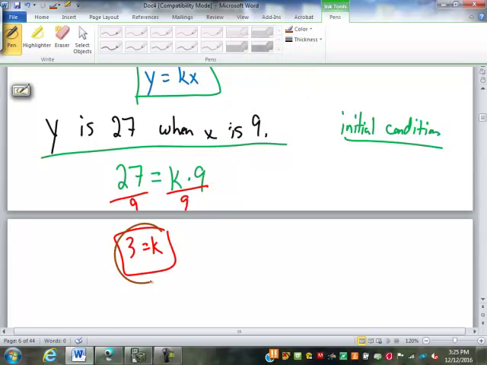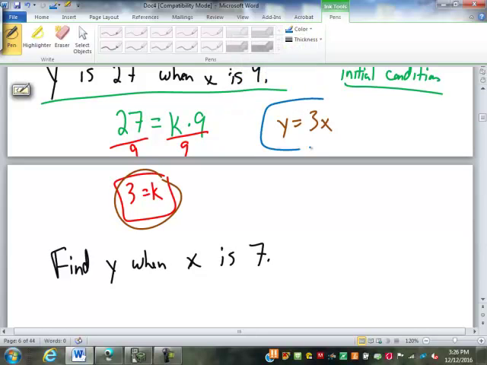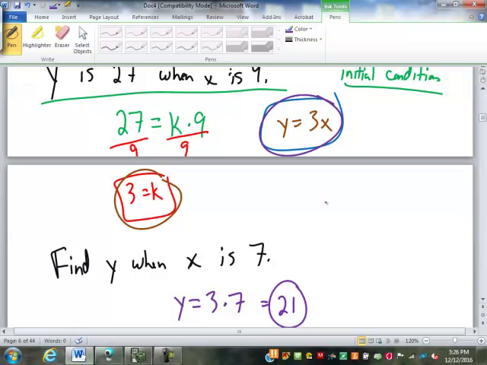What that allows me to do now is to further define the relationship. Instead of y equals kx, y equals 3 times x is what that's telling us. So then the next step would be to go to a new condition where we might be asked, find the value of y when x is 7. Well, we know y equals 3x here. So I'm going to put 7 in for x. Y equals 3 times 7 is 21. So we found the value of y when x is 7.